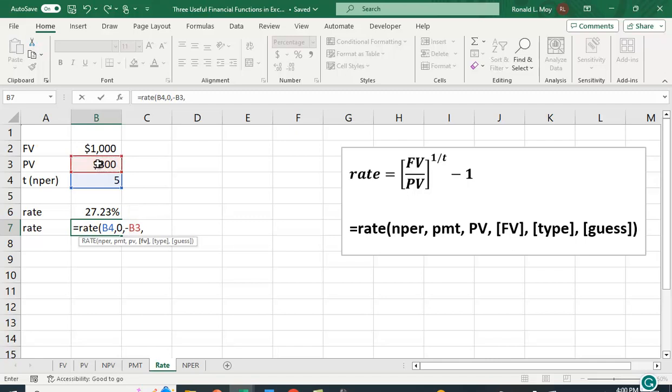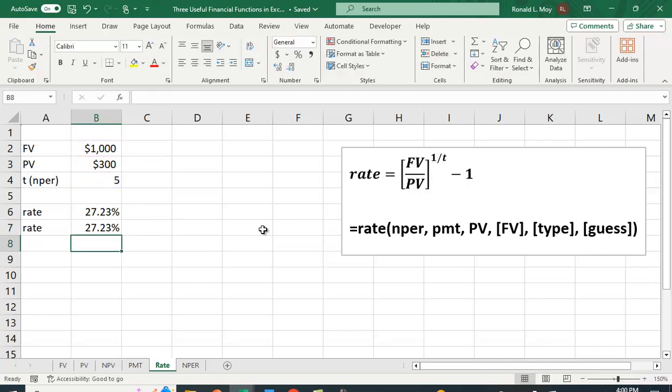I'll put in the future value. I'm not going to do anything with type because there's no annuity here, so it doesn't matter, and I don't need to guess. So let me close up parentheses, and I get 27.23%. So, this one's not too hard, but this is probably a little bit easier to do the calculation.